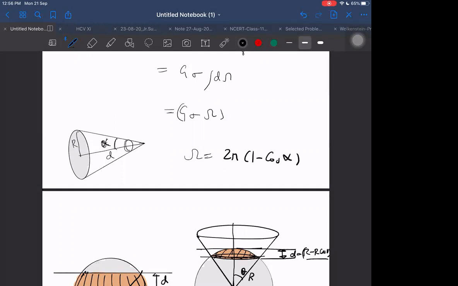alpha, where cos alpha we can write for this particular example. Cos alpha is equal to d divided by the square root of d square plus r square. That is this. So we are getting the field as g sigma omega.